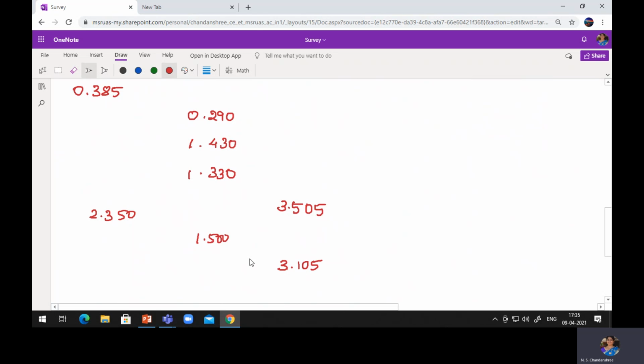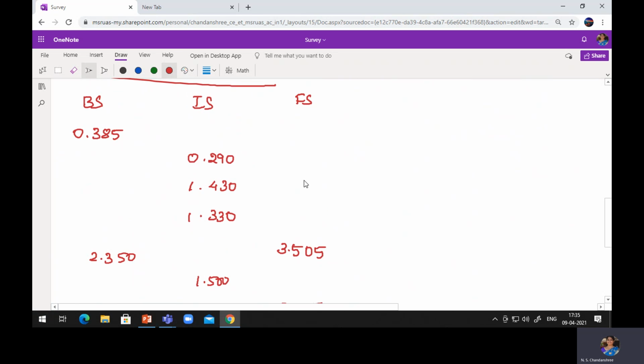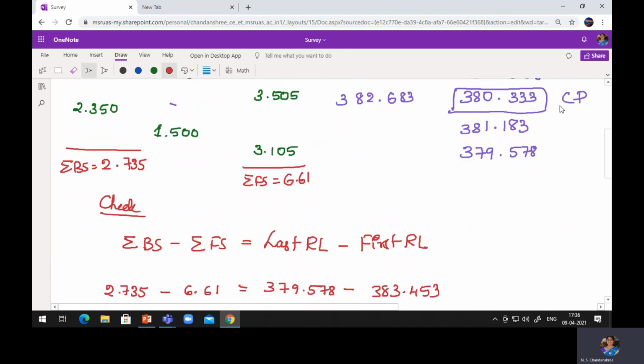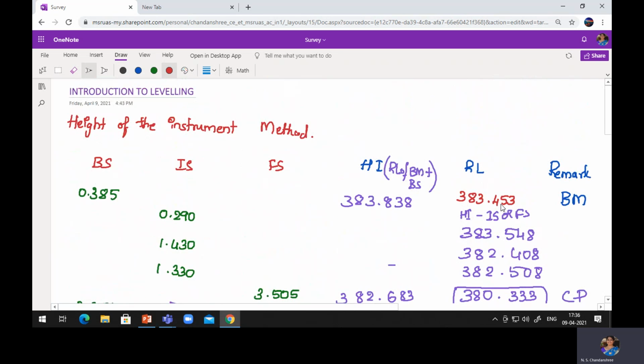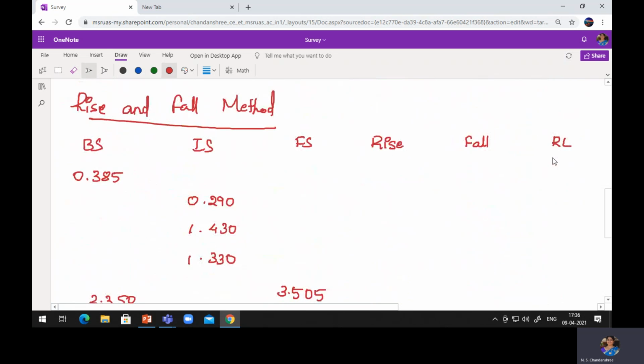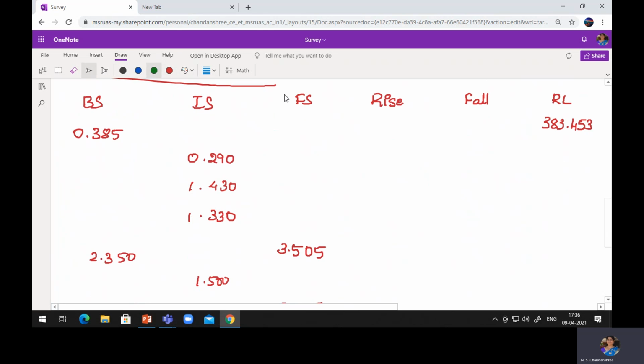So now these are the readings that are given to us. Now with the help of rise and fall method, we will calculate the elevation. So instead of the next column being height of the instrument, here we will calculate rise and fall and then RL. So RL was given as 383.453. Now this is the data known to us. We will calculate the rise or fall.